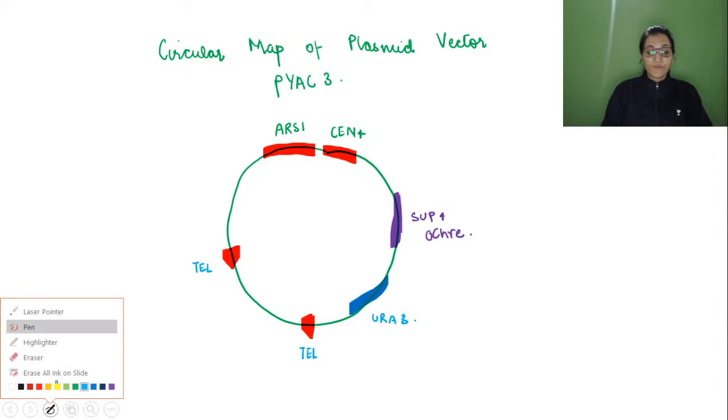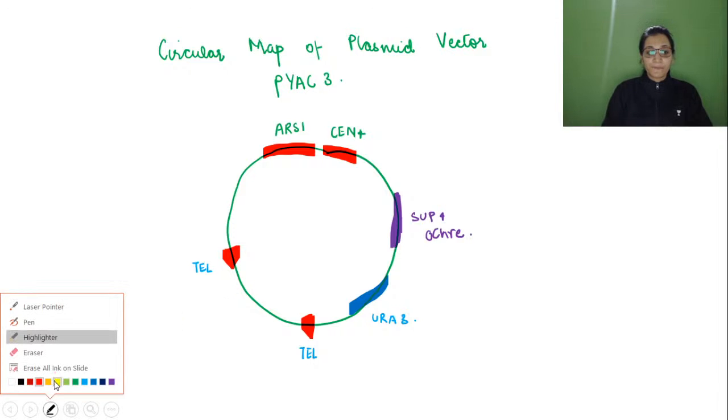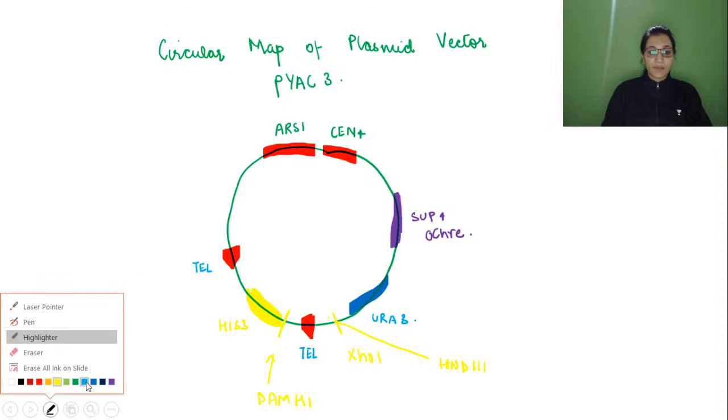Then there is the site for BamHI that I was telling you. So it contains this BamHI site near the HIS3. So here is the HIS3, and here is a site for BamHI, and here it also contains the sites for XhoI and HindIII, right? So these are the sites, and the same thing will be there in the opposite direction.